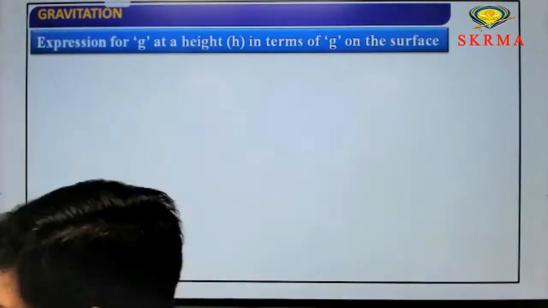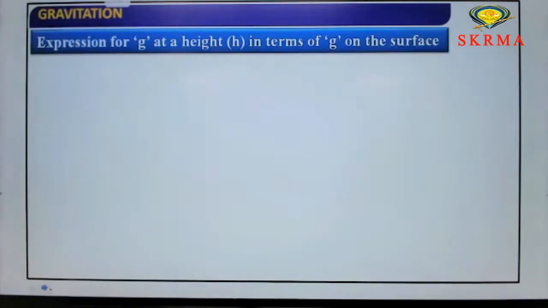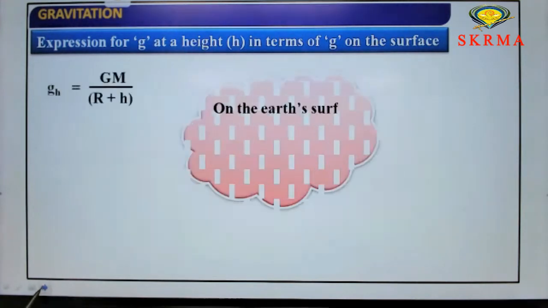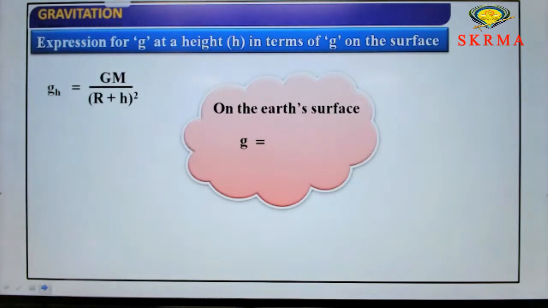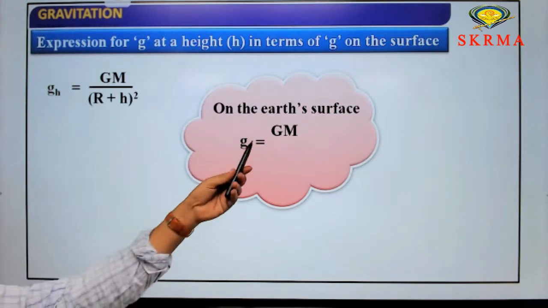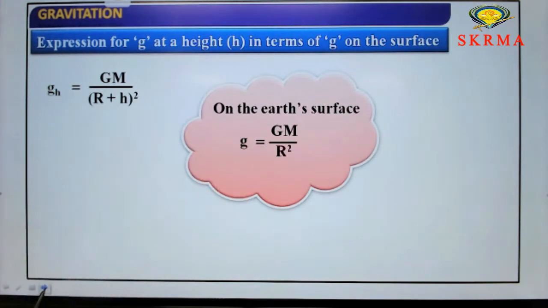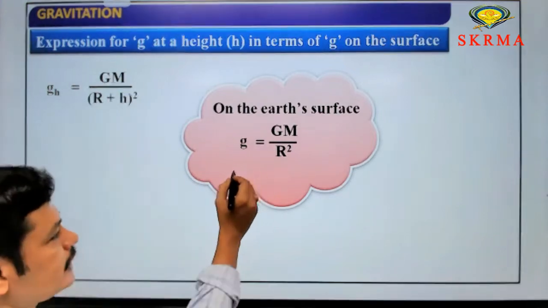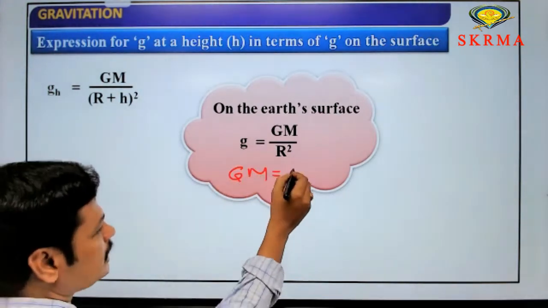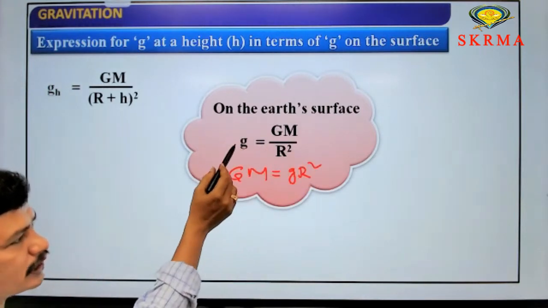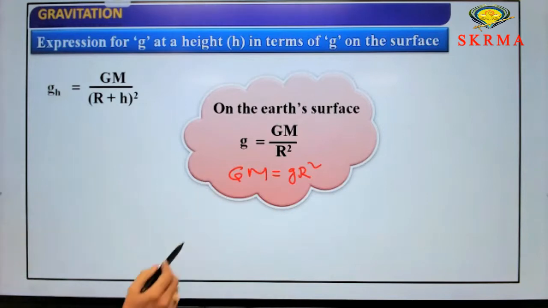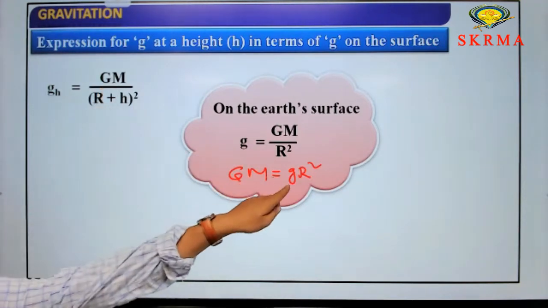And the next one is the expression for g_h in terms of small g on the surface. Here g_h we obtain as GM by R plus h whole square at some height. On the surface we can write g is equal to GM by R square only. That's why from this equation we can write GM is equal to gR square. If you rearrange this equation, R square moves to the left, gR square equals GM. Instead of GM you can write gR square.